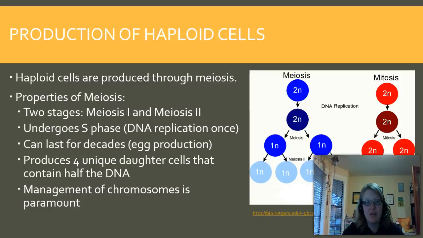This is how we get to half the DNA. And this process, whereas mitosis usually takes at most several hours, meiosis can take several decades. In women, their eggs undergo meiosis 1 in development and meiosis 2 when they hit puberty. So it's important they understand that this process can take a long time.